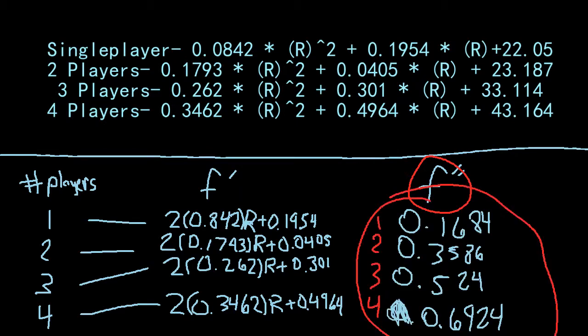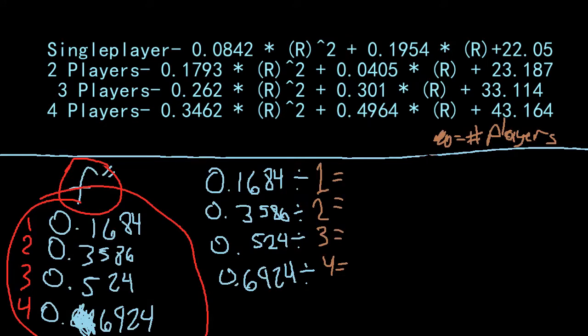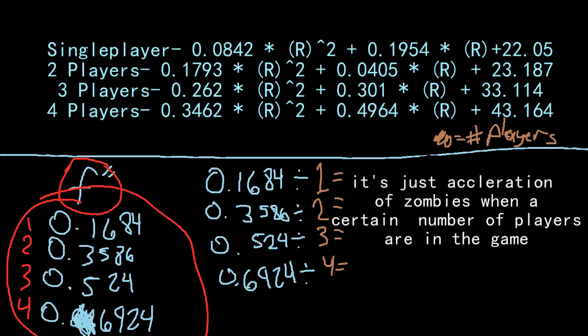We've got some pretty random looking numbers here, so let's divide each of them by the amount of players to see the true differences between each mode. Each number will be the acceleration of the amount of zombies per round per player. The highest number will be the least preferred mode, while the lowest number will be the most preferred mode.